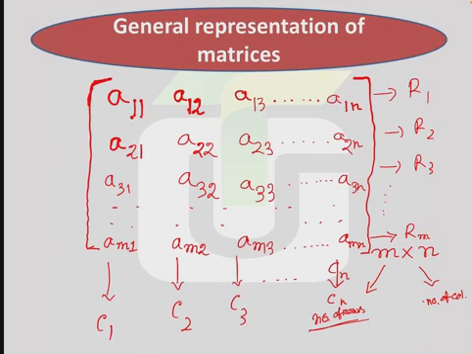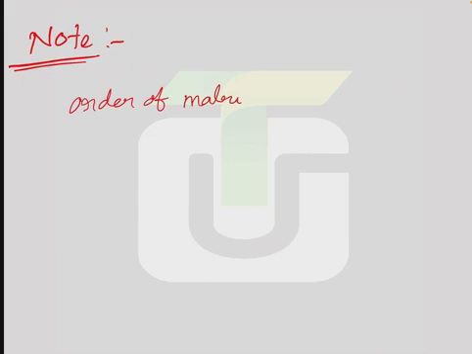So see, m by n. The total number of elements of this matrix is equal to how much? Amn. One difference, note: order of matrix is what?